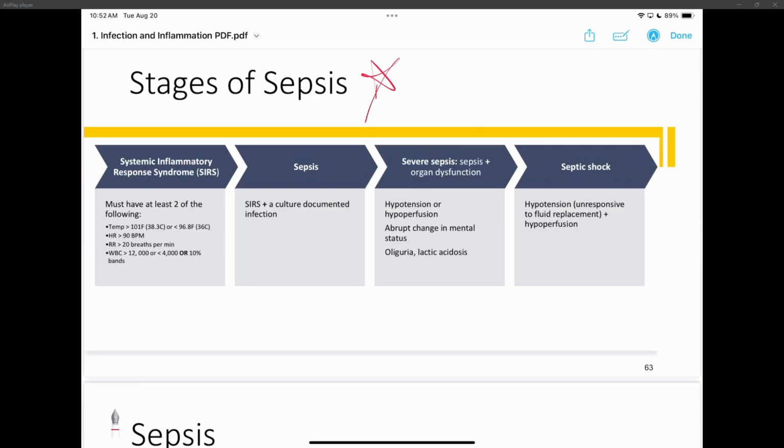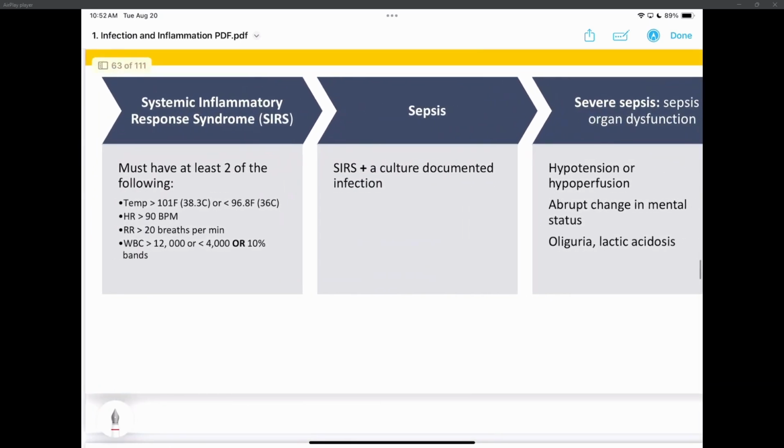So the first thing that's going to happen is systemic inflammatory response syndrome, or SIRS, S-I-R-S. The criteria are at least 2 of the following. To be SIRS, they have to have at least temp over 101 or temp below 96.8. Okay, lack of a fever, too cold, can also be a response with sepsis. Heart rate greater than 90. Respirations greater than 20.